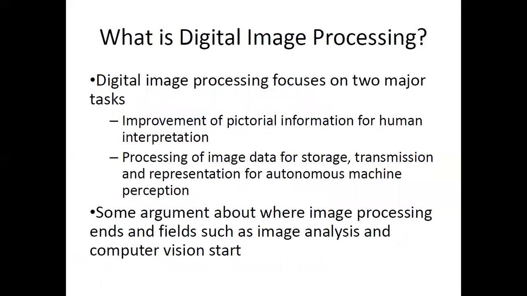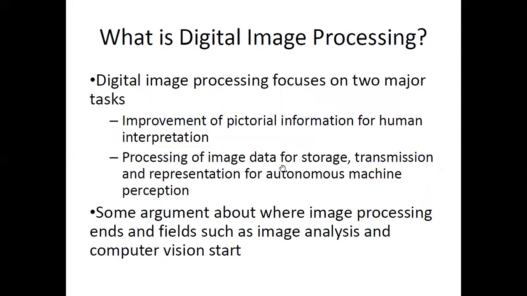Now, going ahead, we have made this course focusing on two major tasks. One is improvement of pictorial information for human interpretation, which is a low-level task, and a mid-level image processing, where we have the processing of image data for storage, transmission, and representation for autonomous machine perception based on the attributes. We can have the advances like image processing for image analysis, computer vision, and so on, but that is a high-level thing which we'll avoid.